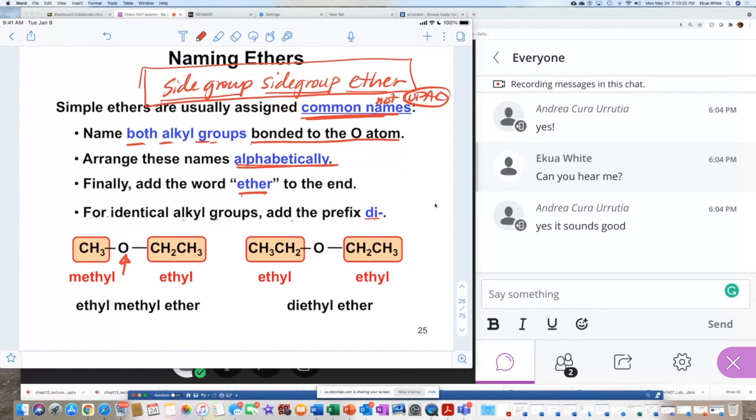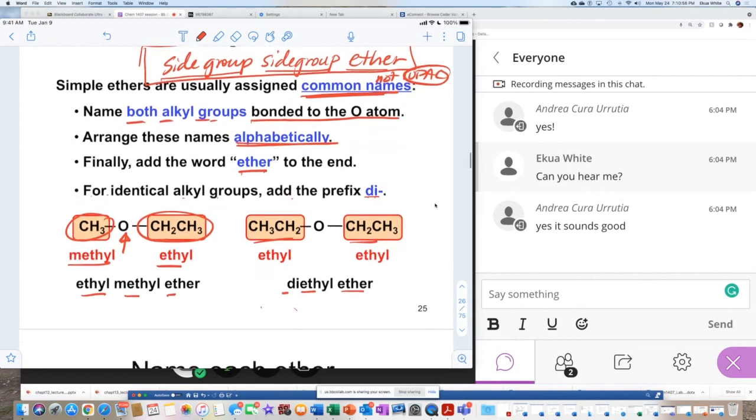So look at the groups around the oxygen. This is called ethyl, like we know before. This is methyl. So order it alphabetically. I usually have to sing the song in my head, A, B, C, D. Anyway, ethyl comes before methyl, so ethyl methyl ether. That's it. Here we have two ethyls, so diethyl ether versus saying ethyl ethyl ether. Right? Diethyl ether.